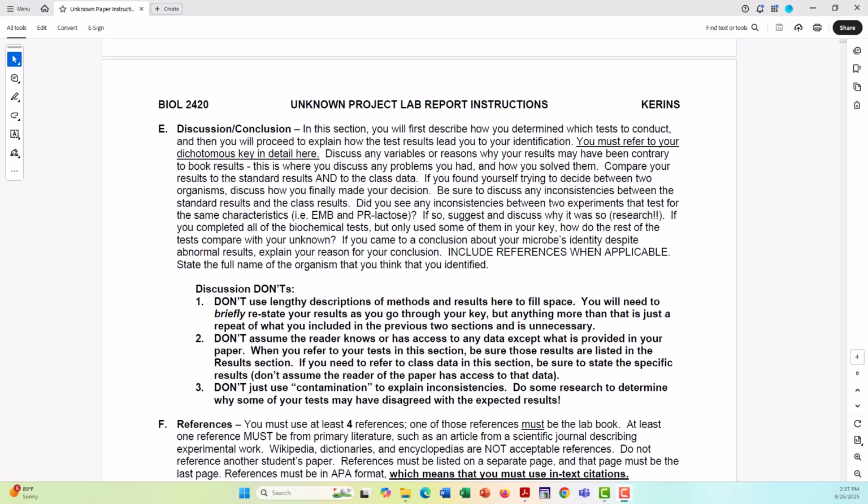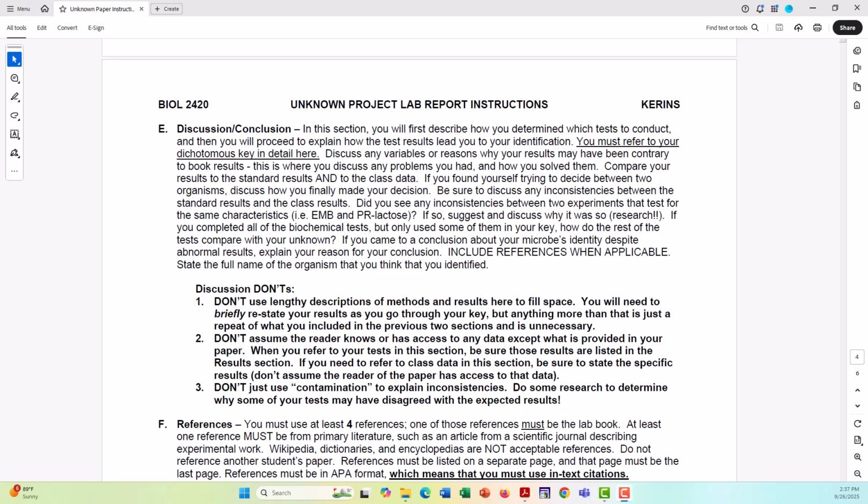Now you may or may not have decided that you wanted to try some other tests beyond the biochemical tests that were in the book. And that's fine. You don't have to do that. I'm not asking you to do that. But some students who are maybe a little more astute are thinking, wait, there are other tests that we've done earlier in the year. Maybe I can do some of those. I can't guarantee that you can because I don't know if we'll have the reagents ready. But for example, again, EMB and PR lactose, they both test for the same thing. If you did both of those tests and you got different results, you definitely need to talk about that.